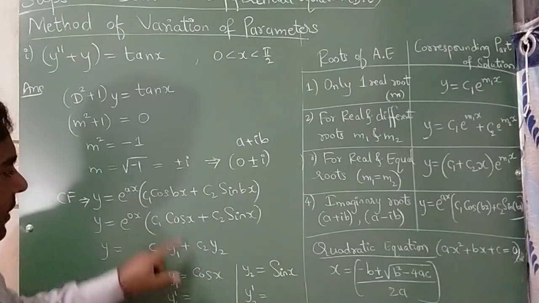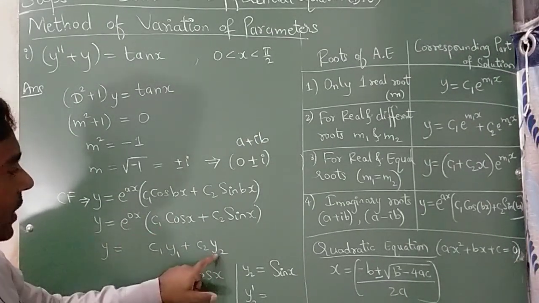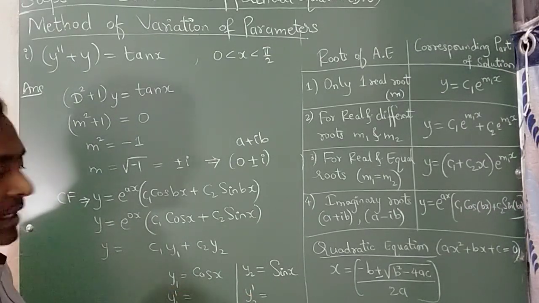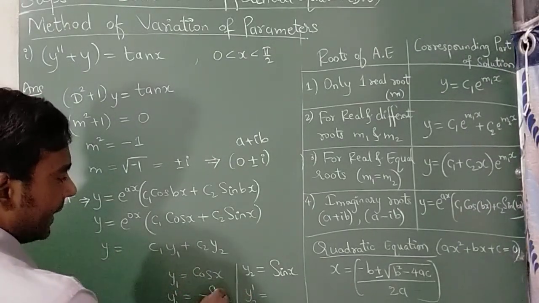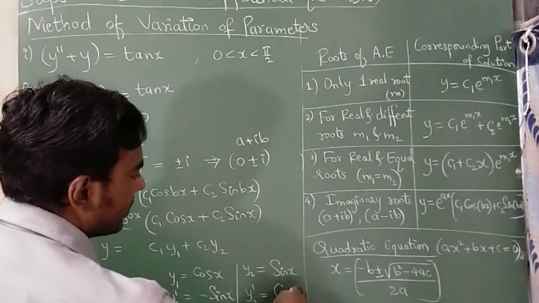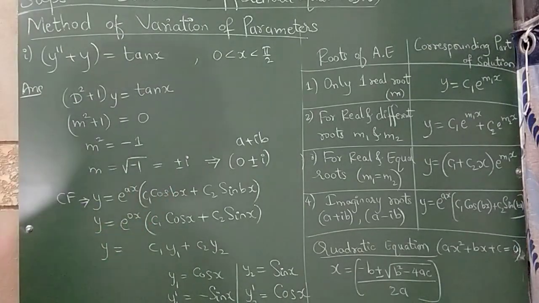Now what will y1 become? It will become cos x. Now what is y2? It will become sin x. Now y1 dash: the differentiation of cos is minus sin. Okay. Now the differentiation of sin is cos. Fine.